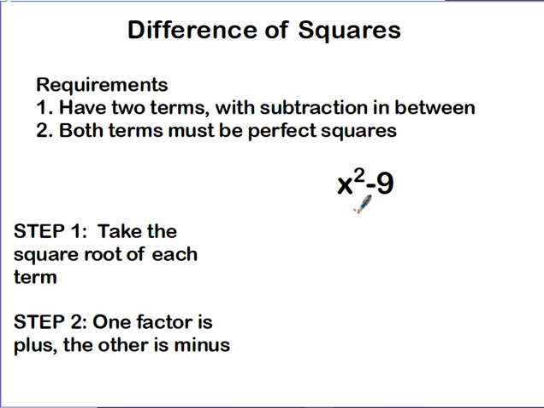So here are the steps. First thing I'm going to do is take the square root of each term. The square root of x squared is x, the square root of 9 is 3, and then when I write my two factors, one is adding those two terms, and the other is subtracting those two terms. And that's it for difference of squares. That's the process: take the square root, one's plus, one's minus.